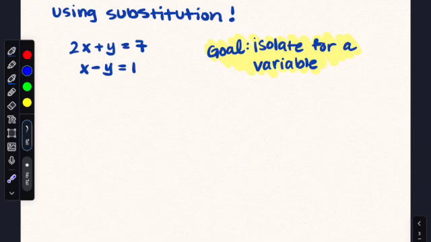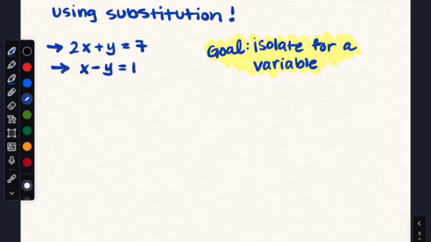Now, here's an example that we are going to start off with. The goal when it comes to systems of equations is to isolate for a variable when you're using substitution. So that is exactly what we'll be doing. If you do not know how to isolate for a variable, please watch a following video and come back to this one. When it comes to isolating for a variable, you can pick whichever equation you'd like. So if you want to pick this one, you are more than welcome to do that. If you'd like to pick this one, you're also more than welcome to do that.